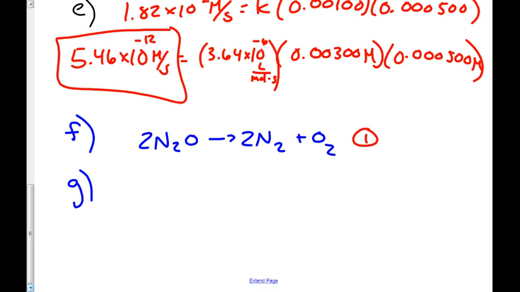Okay? G, is the oxygen atom, ooh, I like this one. Is O a catalyst for the reaction, or is it an intermediate? So we've got to remember what that means. What did we do to the O? What did you do? You crossed it out, right? I mean, we crossed it out. So that's why it's an intermediate, not a catalyst.